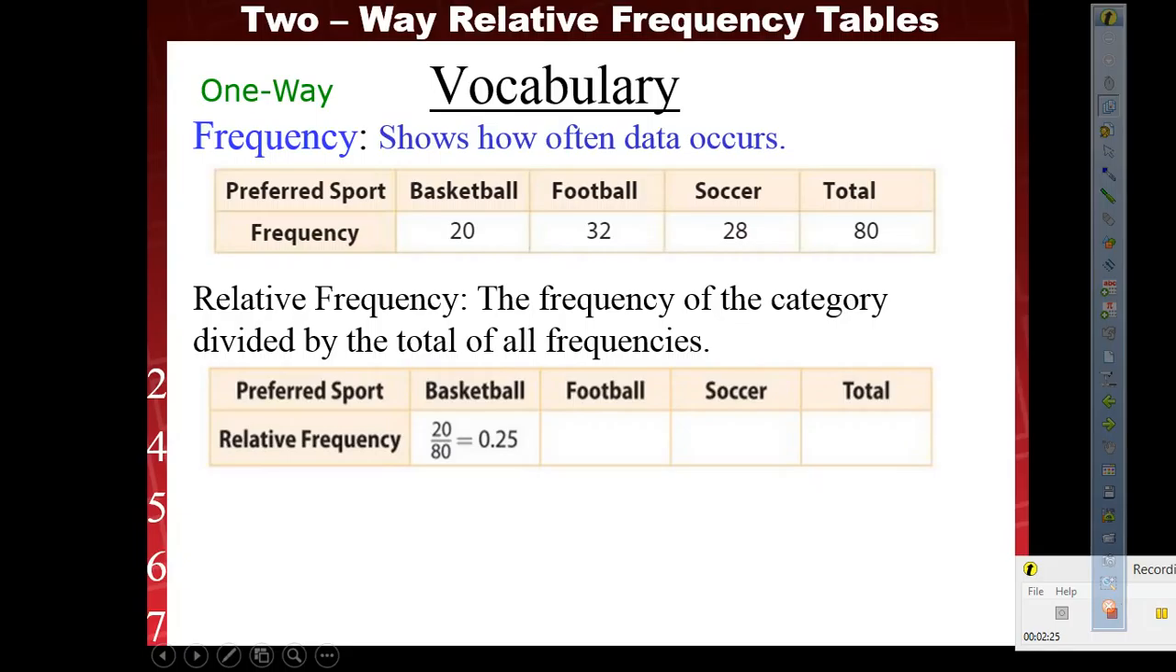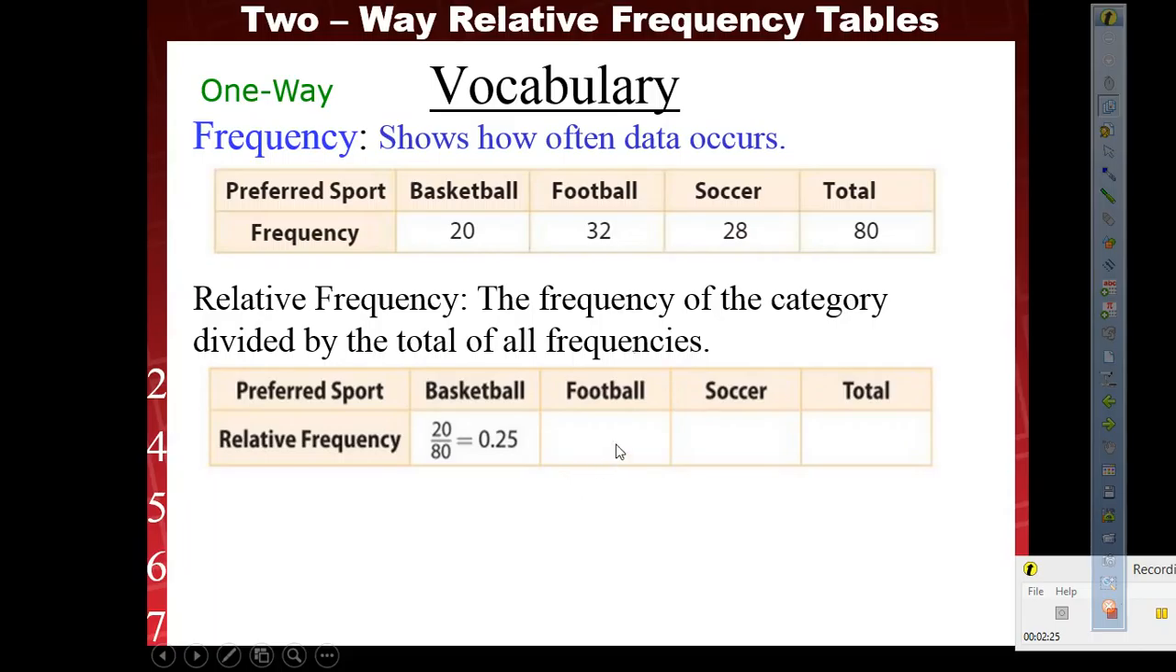The relative is basically how it's related to the total. That's what relative means, right? When you're related to someone, how you're related to that person. In this case, look up, good question. What it means by relative is, how does this one relate to the total? Well, how does it relate? That it's 20 out of what? 80, and it becomes 0.25. Good question.